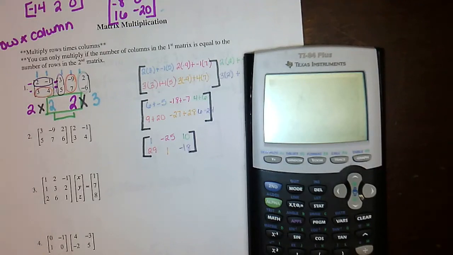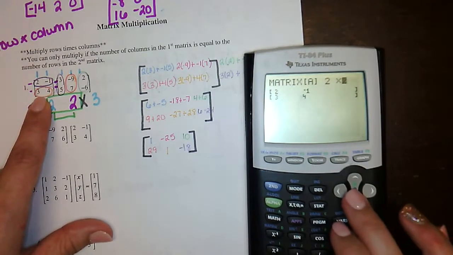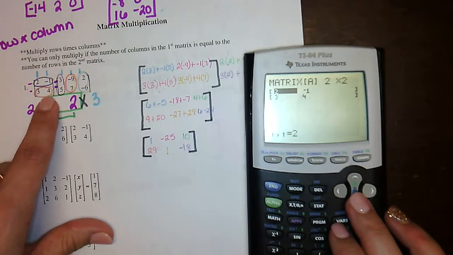Okay, so now I'm going to show you how to put this in the calculator. We're going to hit second matrix again. We're going to edit. This first one is a 2 by 2. And we have 2, -1, 3, and 4.